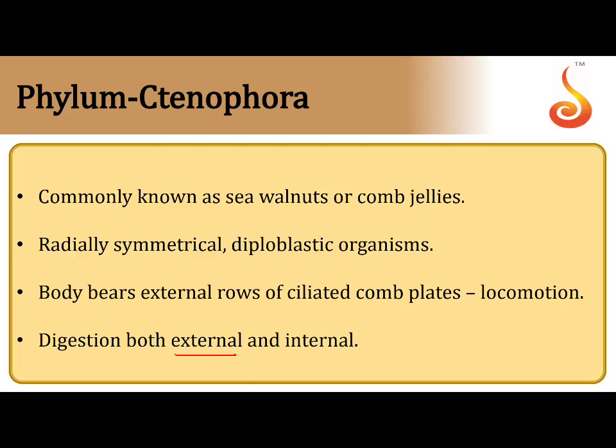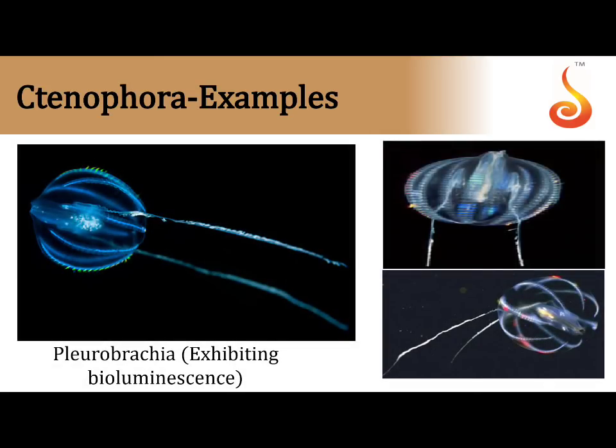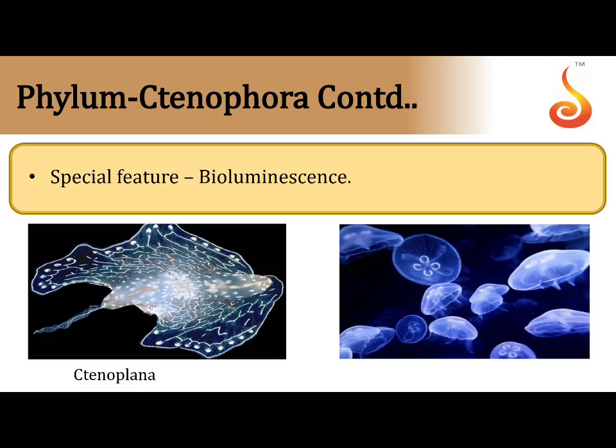Digestion is both external and internal. So absorption of food happens from outside, from water to the organism, and digestion further inside at the cellular level. The third point which I said is different from Coelenterata is bioluminescence. These organisms have a property where they can glow in water. They exhibit bioluminescence. Pleurobrachia and Ctenoplana are 2 organisms which exhibit bioluminescence.